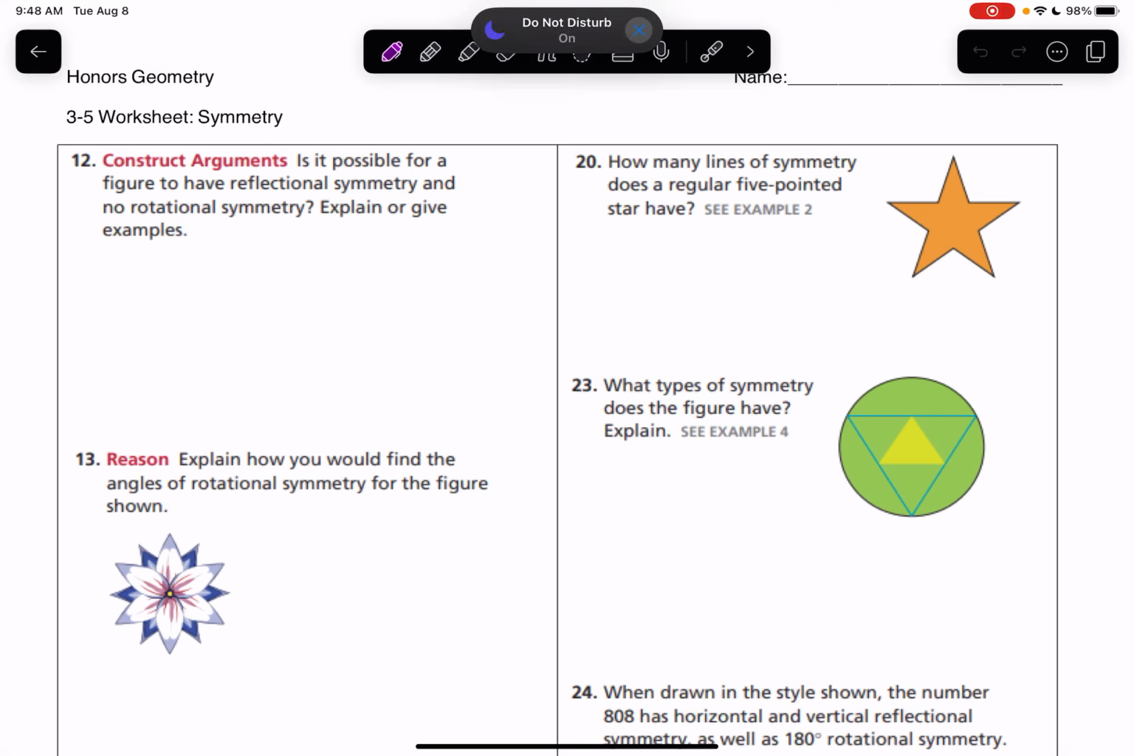Right, this video should hopefully be pretty quick because this worksheet hopefully should go very quickly for you. Symmetry is not too complicated of a topic, so let's just get into it.